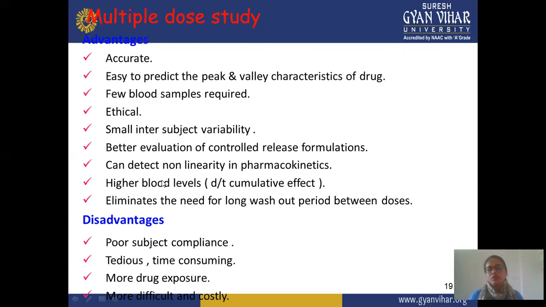The disadvantages of multiple dose are poor subject compliance, it is tedious, time consuming, involves more drug exposure, and is more difficult and costly. Means more time is required, more cost is also required, and it is difficult to perform because you compare multiple doses, so there will be difficulty in comparing them, and you suffer continuous or different exposure to the drug. Time is also required too much, and it is a lengthy procedure. Otherwise, it gives overall good results and good parameters compared to a single dose study.